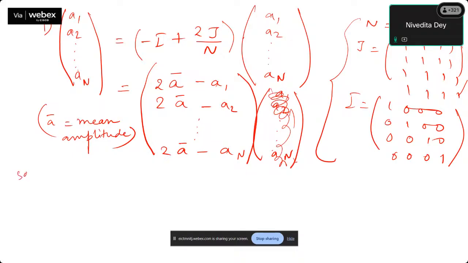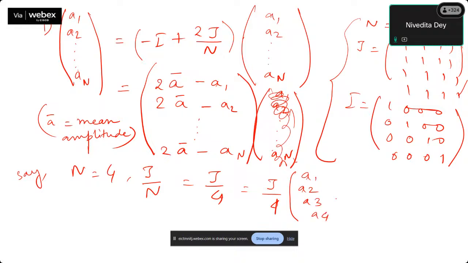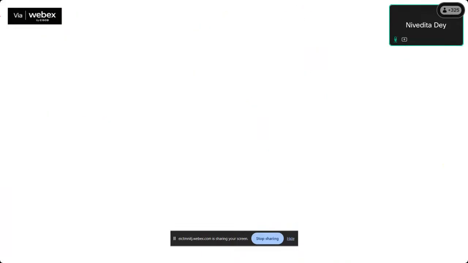So say my n is equal to 4. Let me show you. That means J by n will be nothing but J by 4, that will be J by 4 into A1, A2, A3, A4. And J is what you know, so just 1 by 4 will be taken there. That means J is nothing but all ones, 1, 1, 1, 1, and then you take 1 by 4 with all of them. So it will be A1 by 4.